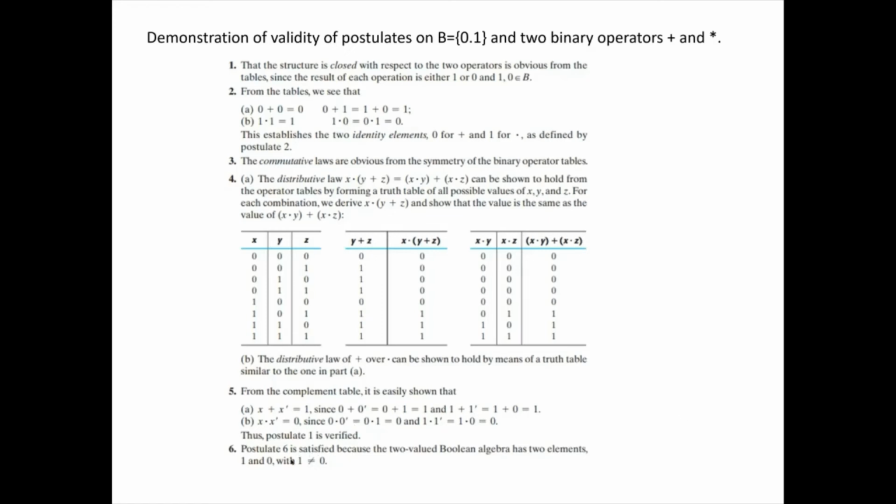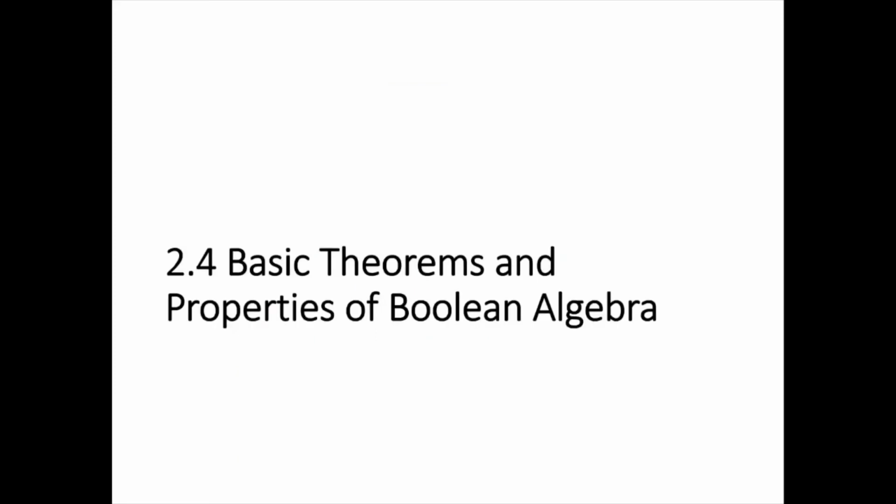And number 6, just basically, we only have 2 elements, right? And you could have y is not equal to 0. Well, 1 is not equal to 0, of course, right? So this could be shown very easily. All right, so this is really our foundation for this. Okay, so then it's just a matter of applying those 6 postulates to come up with our theorems and properties for Boolean algebra.